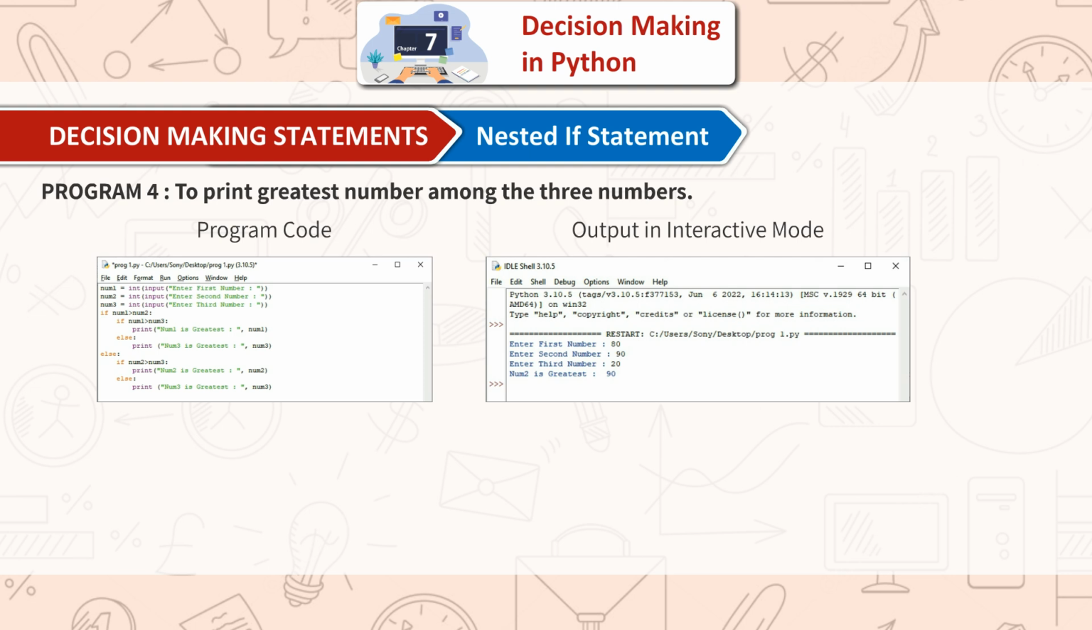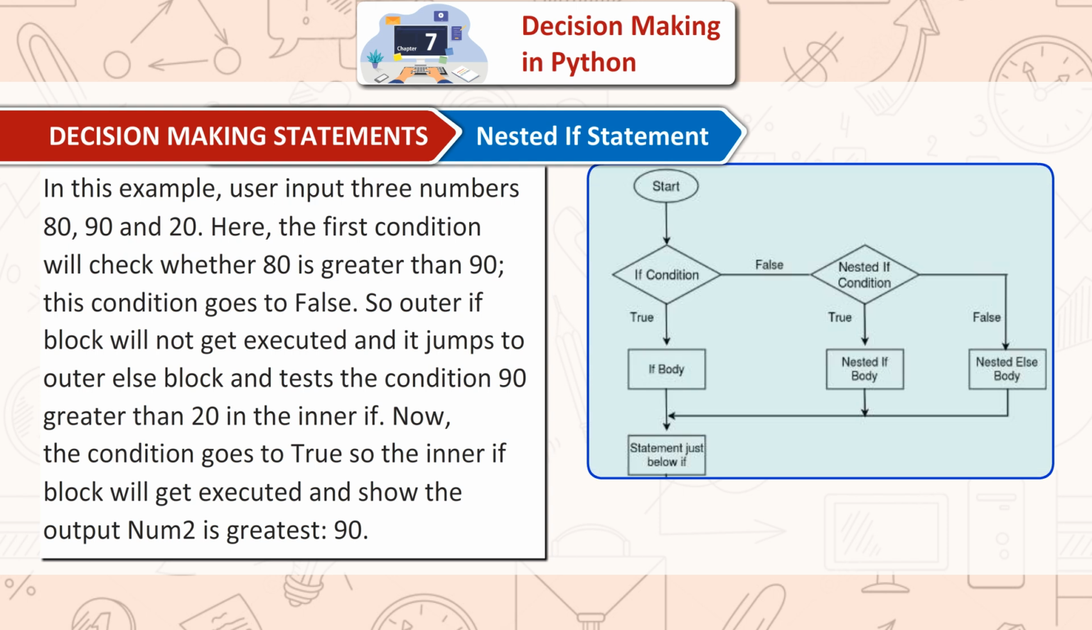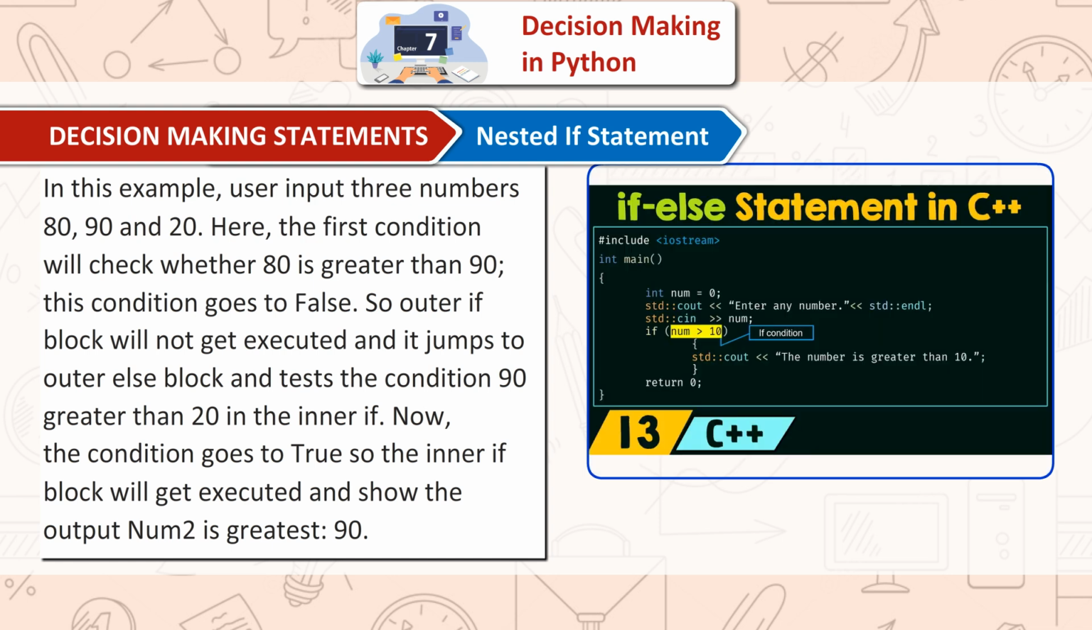Program 4: to print the greatest number among the three numbers. Program code. Output in interactive mode. In this example, the user inputs three numbers: 80, 90 and 20. Here, the first condition will check whether 80 is greater than 90. This condition goes to false, so the outer if block will not get executed and it jumps to the outer else block and tests the condition 90 greater than 20 in the inner if. Now the condition goes to true, so the inner if block will get executed and show the output: number 2 is greatest, 90.